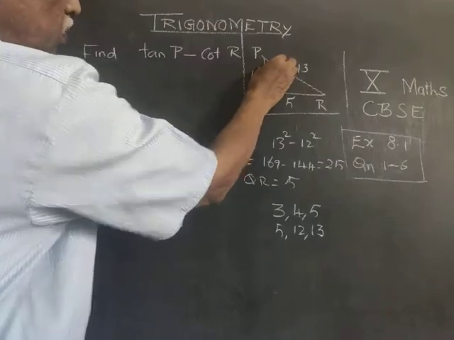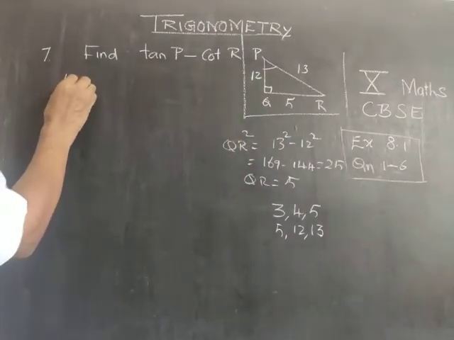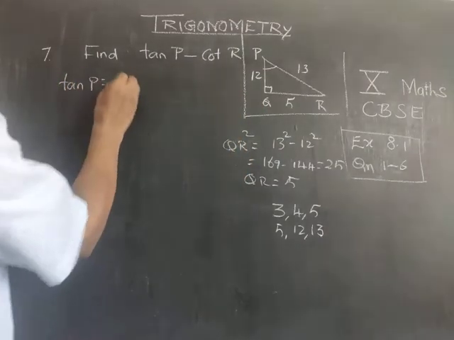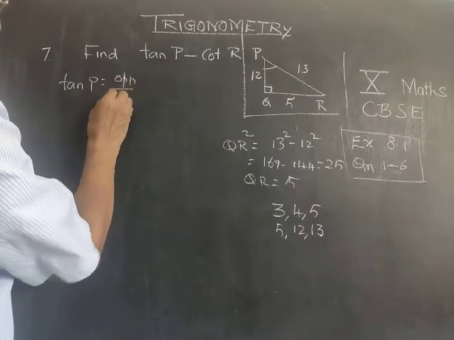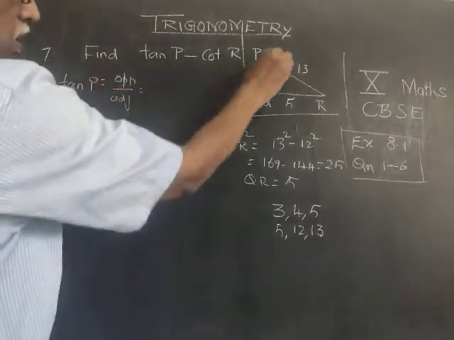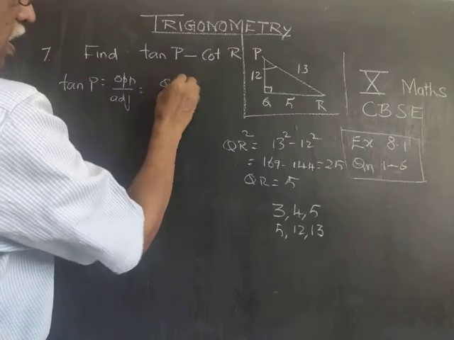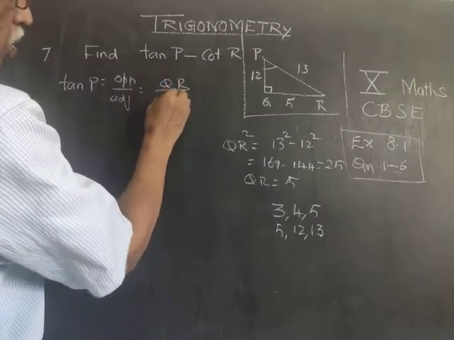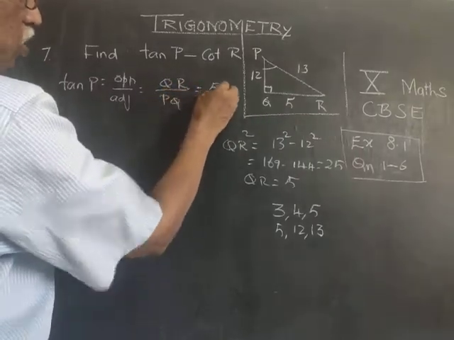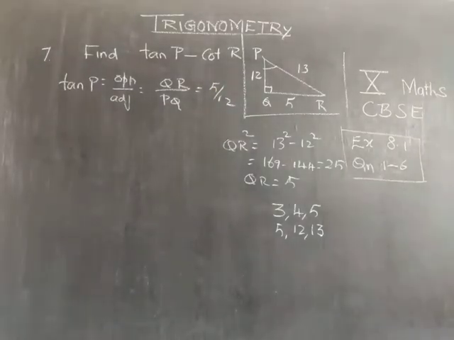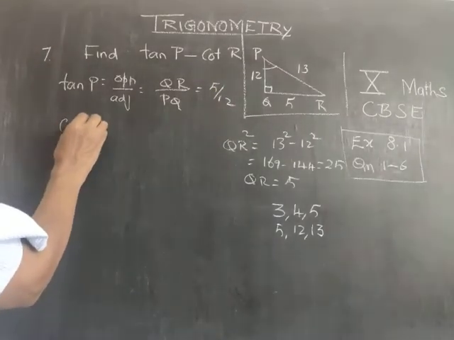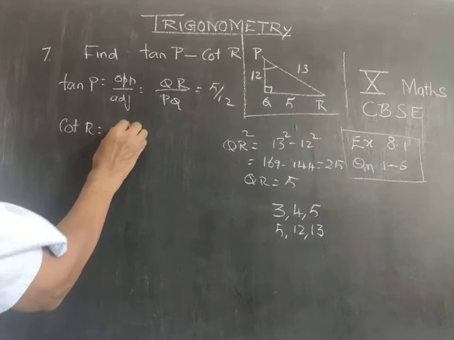Here is P. So tan P is opposite side by adjacent side. What is opposite side to P? QR. Adjacent side is PQ. Therefore, the answer is 5 by 12. Okay. What is cot R? Cot means adjacent side by opposite side.